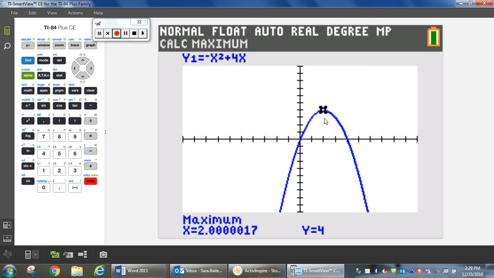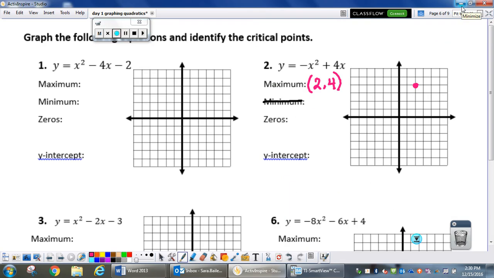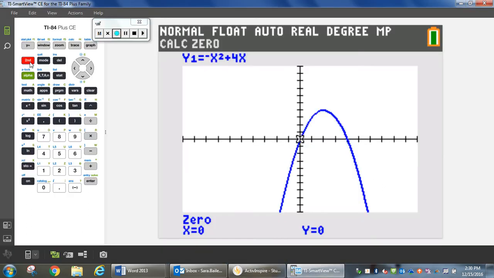All right, now we're going to go do our zeros. You can see that there are 2 zeros. There's one right here, and there's one right there. So again, we have to do this step twice. So I always start with the leftmost. It's just a habit I have. So I'm going to be calculating this one right here. Okay, and I'm to the right of it, enter, enter. So that happened to be at 0, 0, which is the origin. Okay, and then I have to repeat that step because I have 2 zeros. Okay, 4, 0.